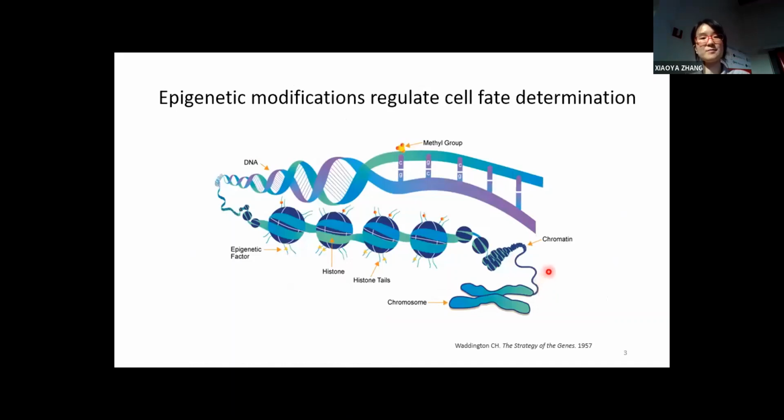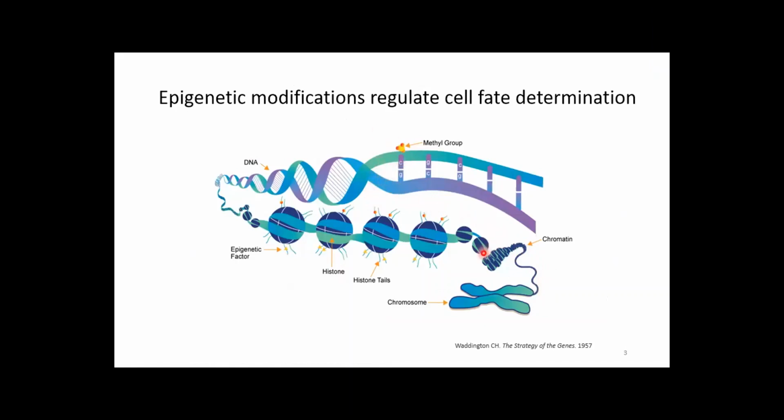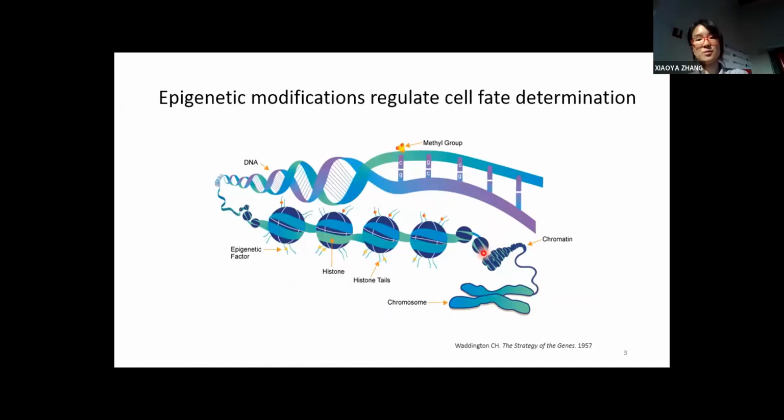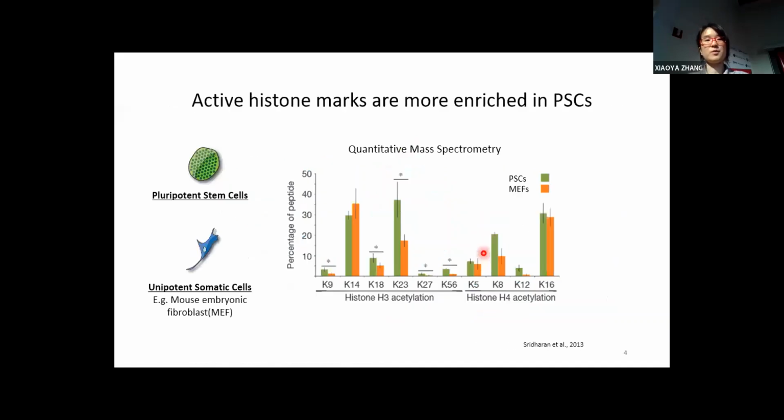which can be regulated by epigenetic modifications, including modifications on the DNA and on histones. Histone modifications are known to be associated with active or repressive gene expression. So first we want to ask, is there a global difference of histone modifications in pluripotent cells and differentiated somatic cells? Here, Rupa performed quantitative mass spec experiments on pluripotent stem cells, and here we use the mouse embryonic fibroblast, MEF.